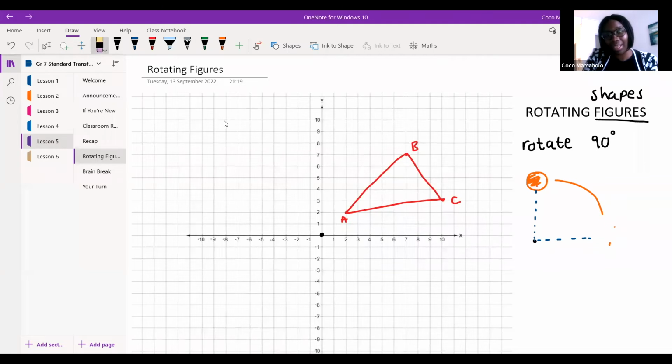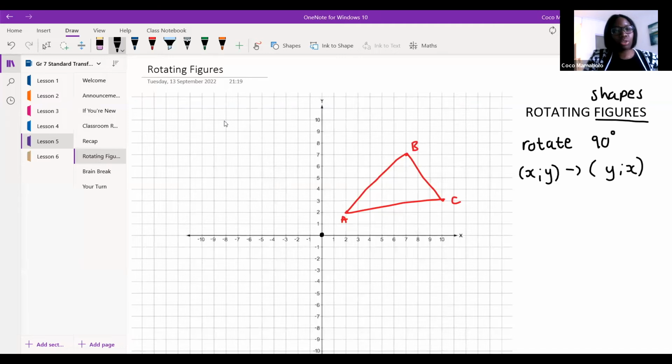We are going to learn the rule on how to do this. We're going to have xy, an x value and a y value. In order for us to rotate this 90 degrees, my y value and my x value are going to switch positions. I'm going to take my x value and make it my y value, and take my y value and make it my x value. And then I'm going to make my y value negative. That's what's going to happen.